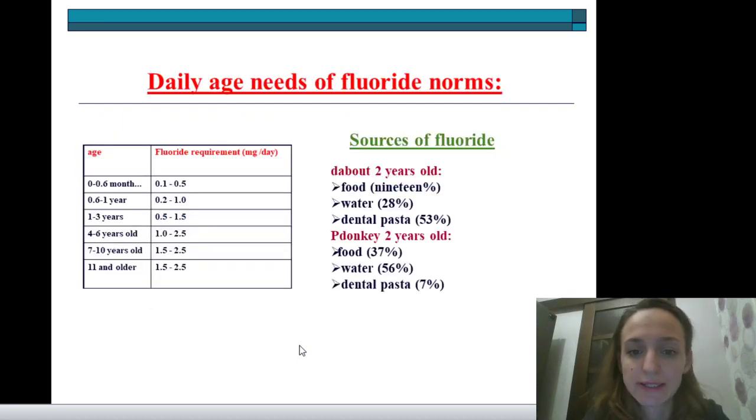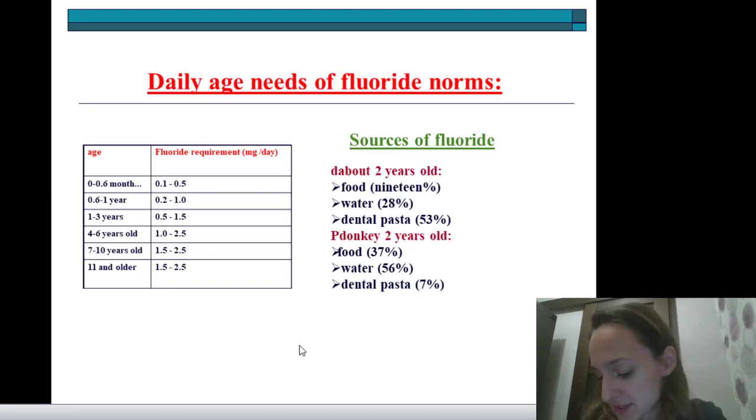Daily age needs of fluoride norms. So you can see age and fluoride requirements and sources of fluoride. So about 2 years old, also food, water and dental toothpaste and percent.